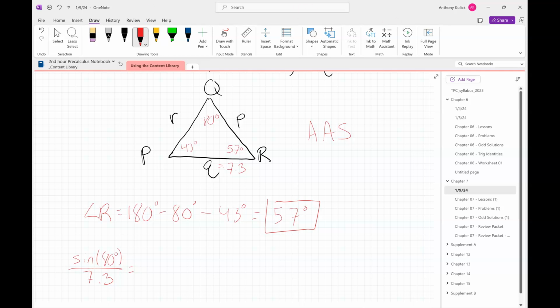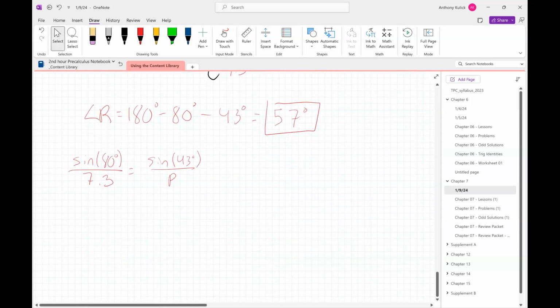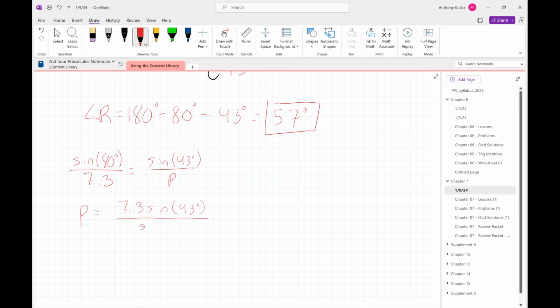Now, does it matter which side I solve for next? RP? It does not. I like alphabetical, so I'm going to solve for P first. And then we cross multiply and divide. I'm going to just combine that all into one step. Is everybody okay with me doing the cross multiplication and division all in one step?